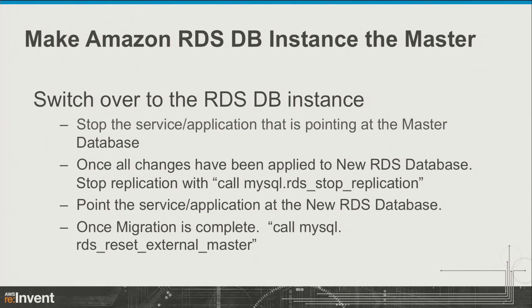So I'll walk you through the steps here. You can stop the application service that's pointing to the master database, and once all the changes have been applied to the RDS MySQL, you can stop the replication by running the stored procedure mysql.rds_stop_replication. At this point, you're stopping the replication. Once the migration is done, you reset the external master and then promote the slave as your master, as your regular MySQL database, right?